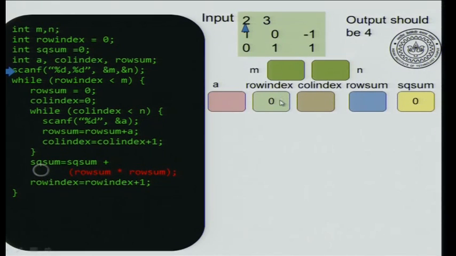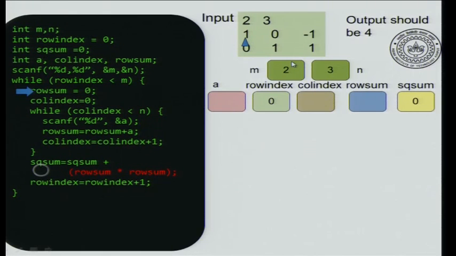You start with row index equal to 0, column index equal to 0. And you scan m and n. So you already know the size of the matrix when you scan m and n. So m becomes 2 and n becomes 3. Now row index is 0, which is less than 2. So you start the loop which reads the row 0. Okay. So notice the arrow here. You are starting to read this particular row, the first row, which is row 0.